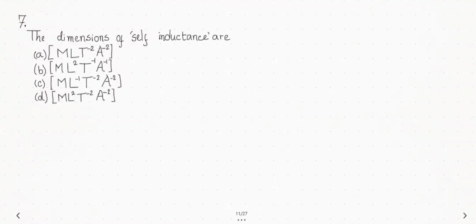Welcome everyone. The question is from electromagnetic induction. The dimensions of the self-inductance are, four options are given. Which one is the correct one? We have to find it out. For that purpose, let us write it down.